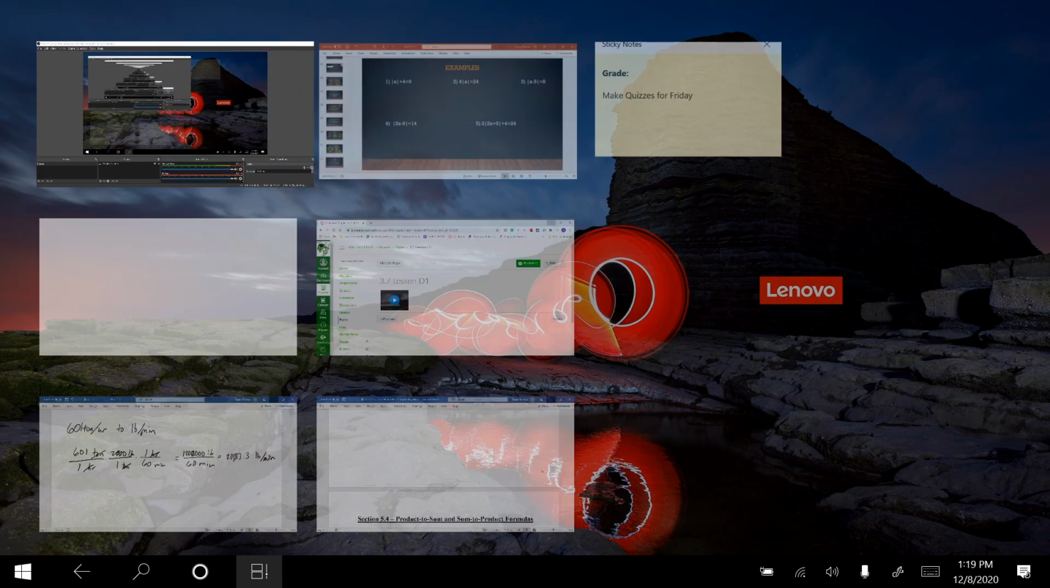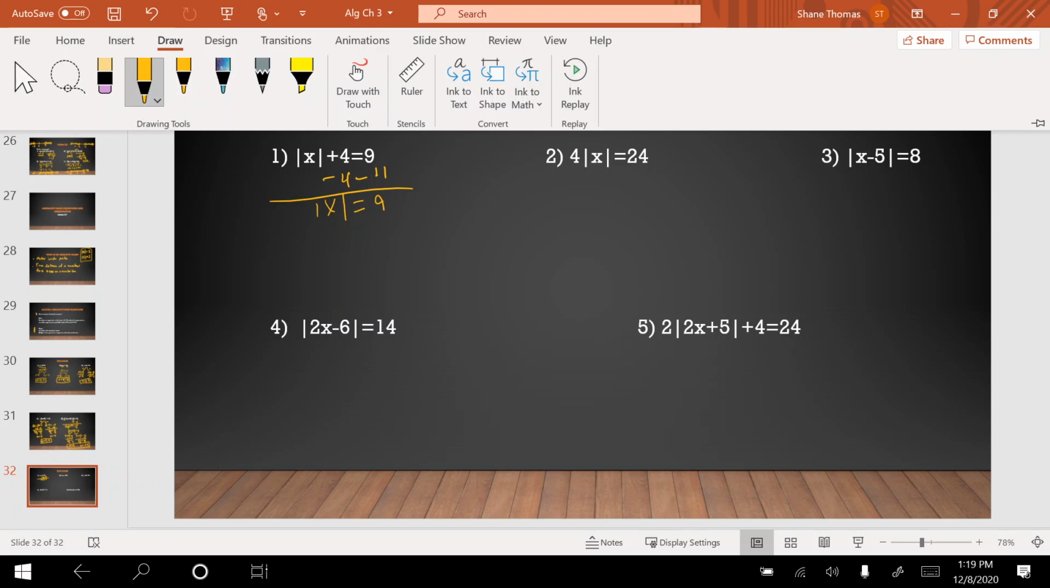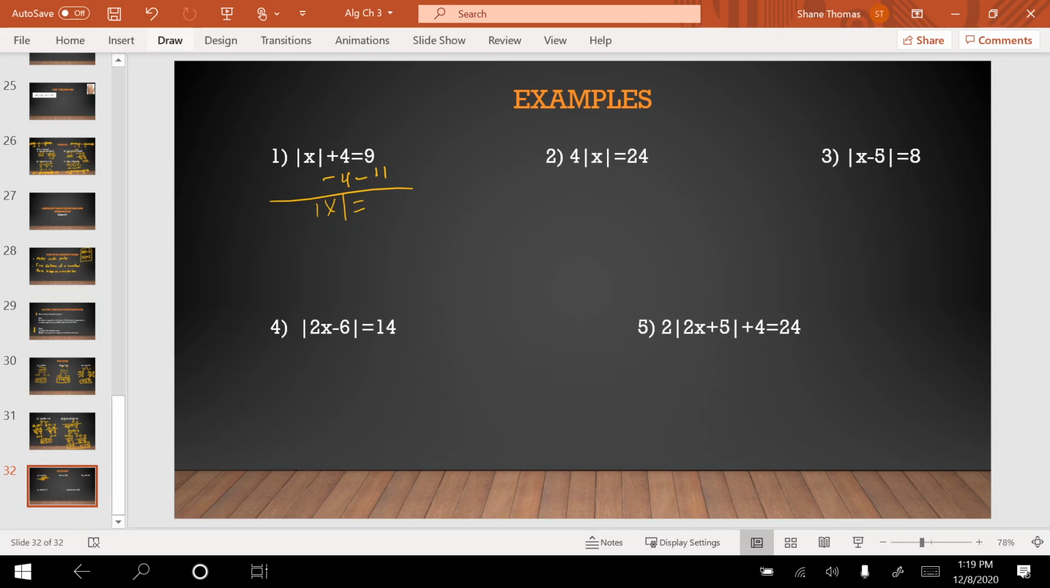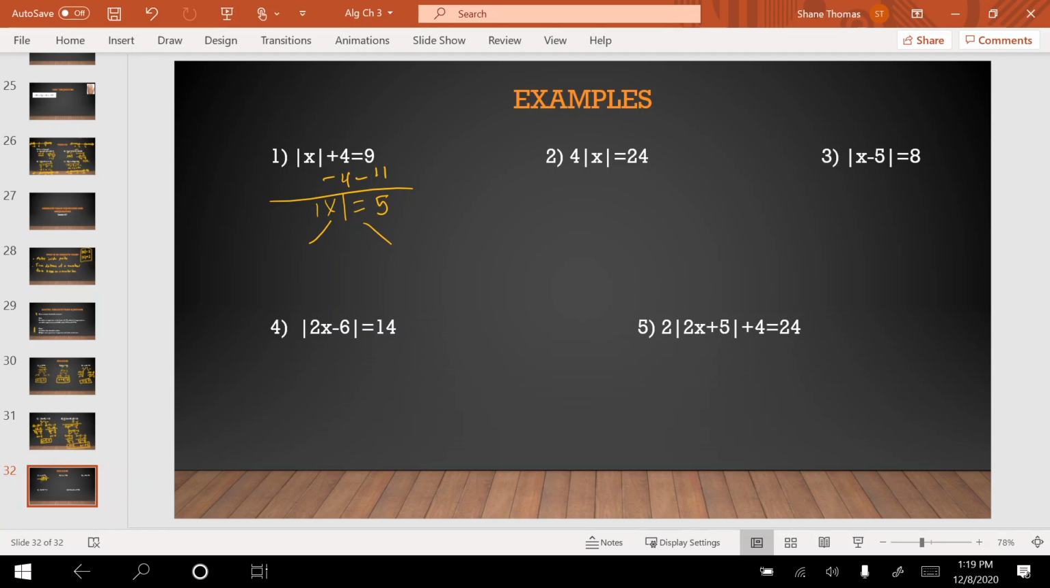All right, here we go. So, first one. We have to take that 4 out first. So I subtract the 4 from both sides. Absolute value of x is equal to 9. Oh, not 9. What's 9 minus 4? 5. There we go, 5. Okay, now we can split it. We have x equals 5 and x equals negative 5.